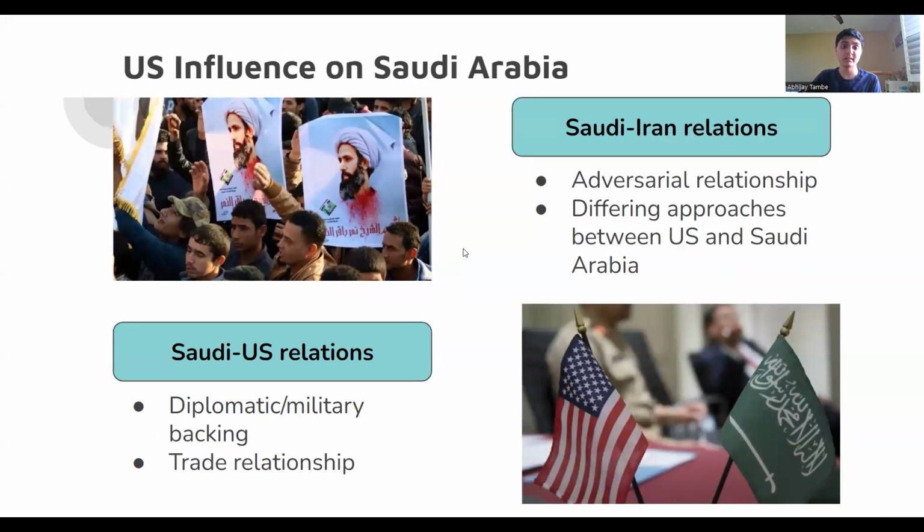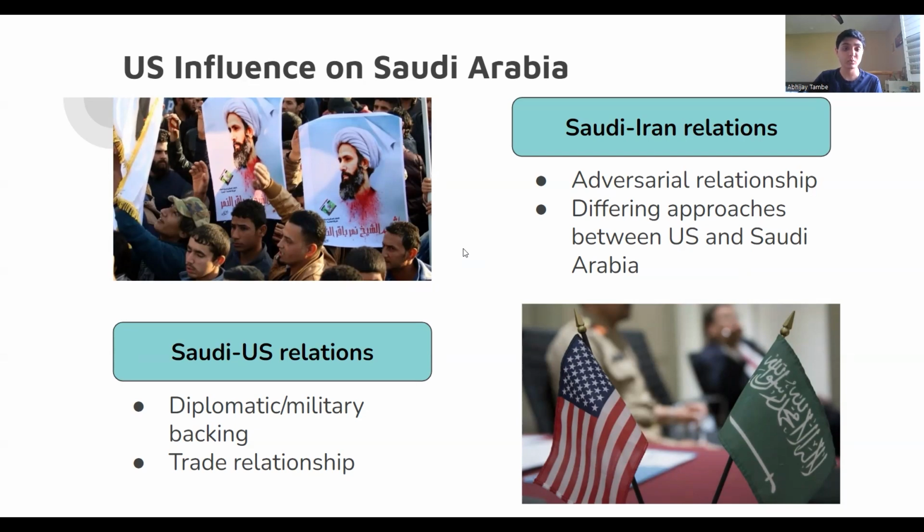First, I will look at the US influence on Saudi Arabia in recent years. The largest area in which the US and Saudi Arabia currently disagree is the handling of Iran in the context of Saudi-Iran relations. Historically, prior to the Shia takeover in Iraq, Saudi Arabia and Iran were working together in counterterrorism efforts. However, after that, they began an adversarial relationship.